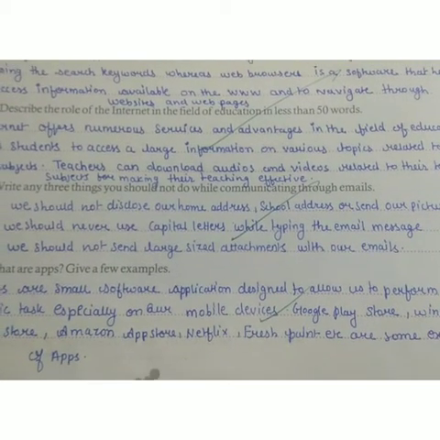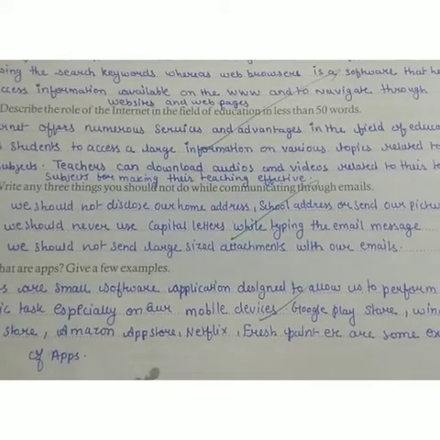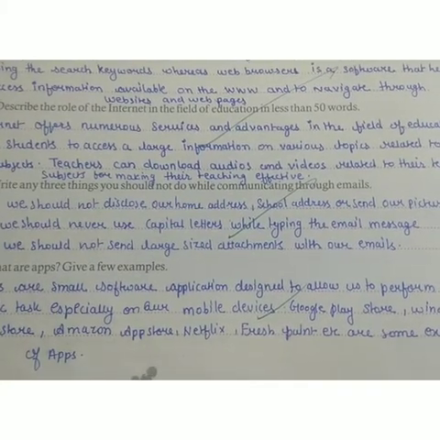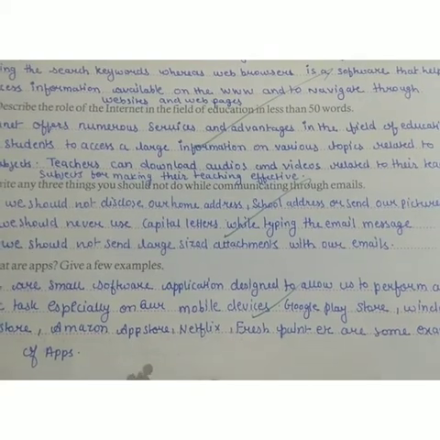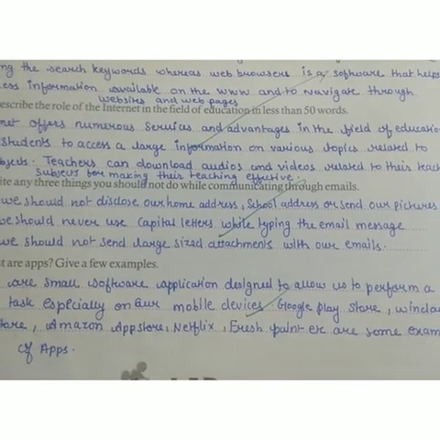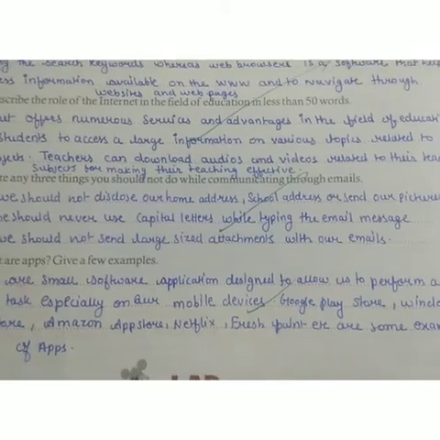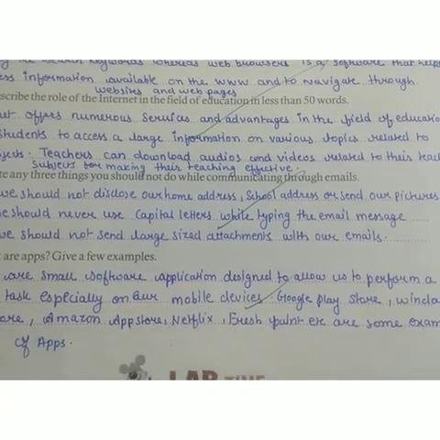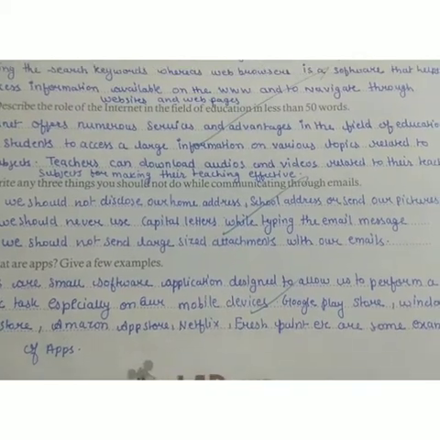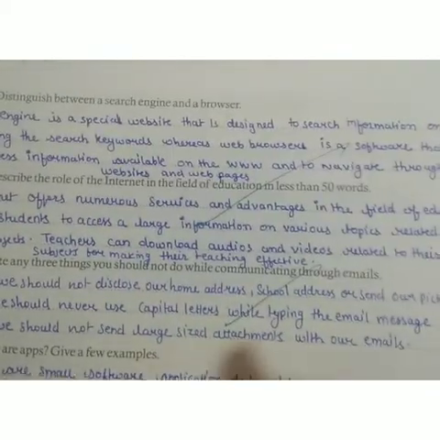Okay. Last question is, what are apps, and give a few examples. So apps are small software applications designed to allow us to perform a specific task, especially on our mobile devices. Google Play Store, Windows App Store, Amazon App Store, Netflix, Freshmint, etc. are some examples of apps. So students, just complete all these questions and answers in your notebook.